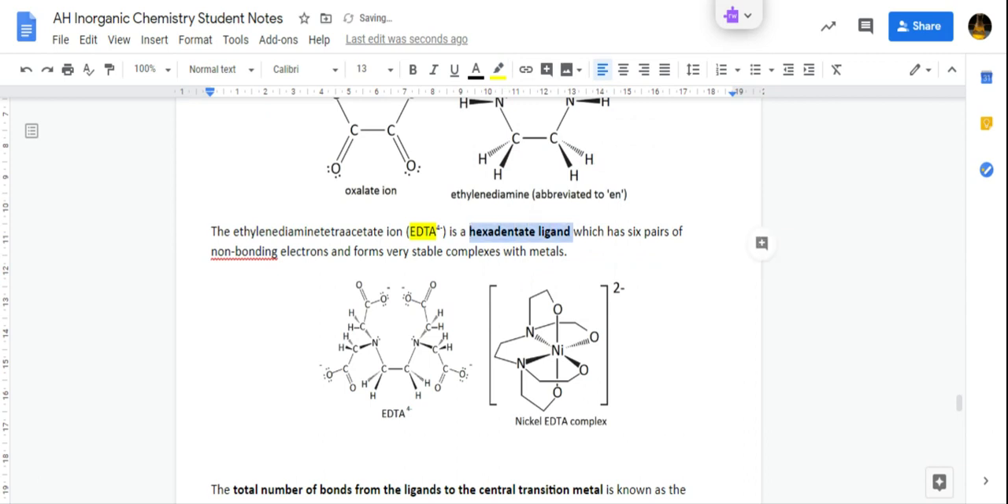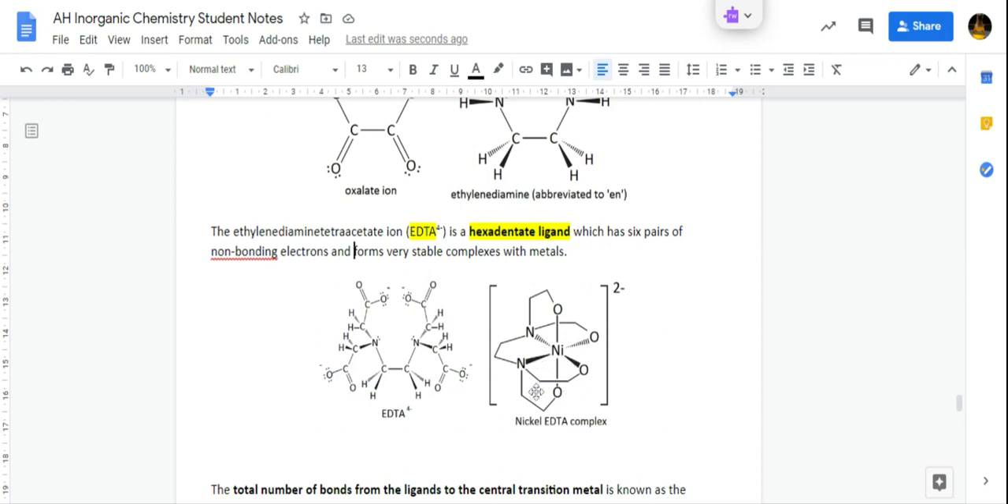Okay, now it's hexadentate, which means that it's got 6 atoms that it bonds to the central metal ion through. In fact, it's 6 non-bonding pairs of electrons. You can see here we have 2 oxygen atoms, so it can bond through those 2 oxygen atoms. It can also bond through the non-bonding pairs on these 2 nitrogen atoms, so that's 4, and then another 2 down here, these oxygen atoms, giving you 6 different atoms that it can bond through.